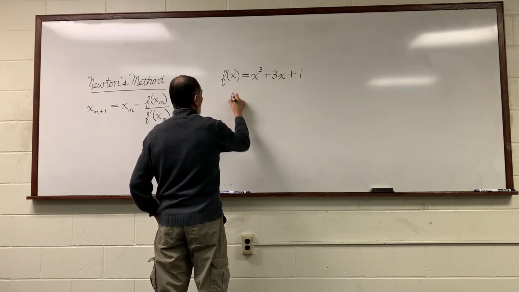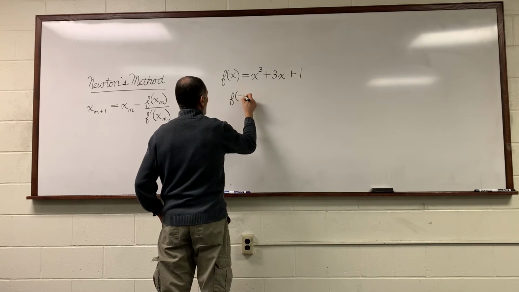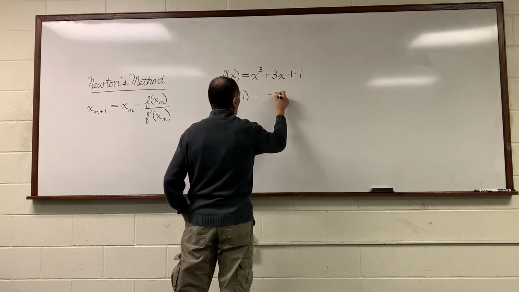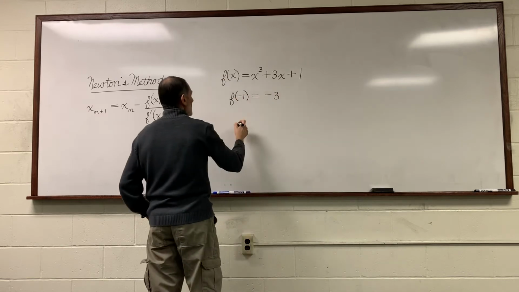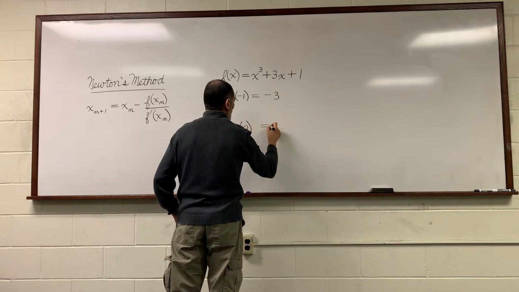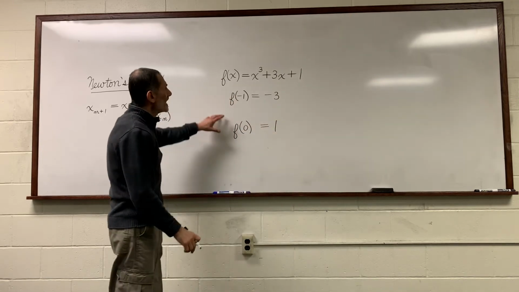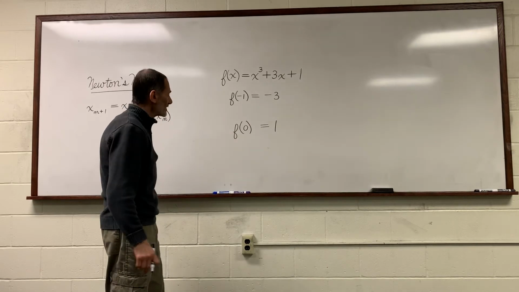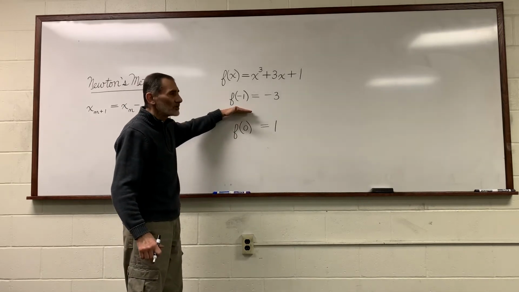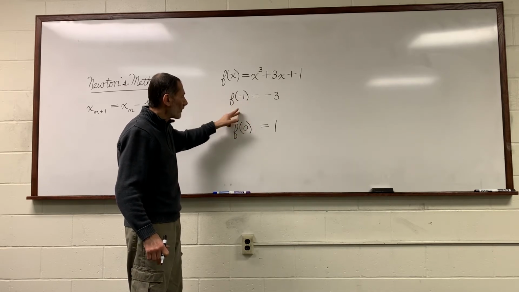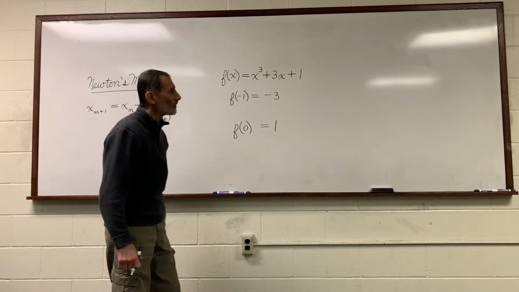We saw that f of negative 1 is negative 3, and that f of 0 is 1. So we knew that this function, being continuous on the interval negative 1 to 0, must have a root between there. There must be some value of x between negative 1 and 0 for which y equals 0.